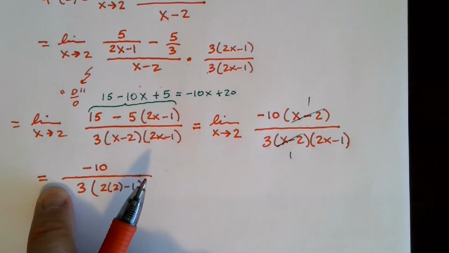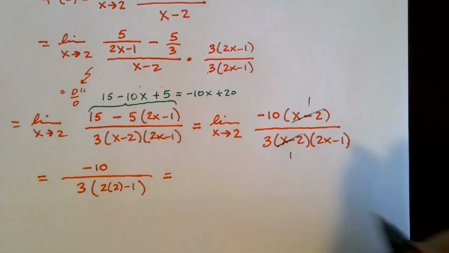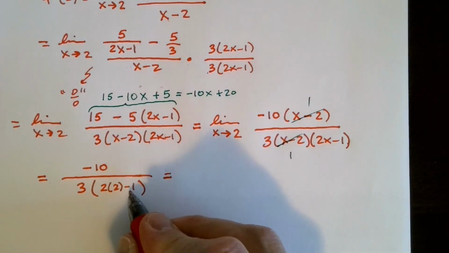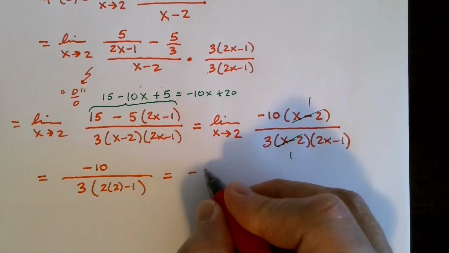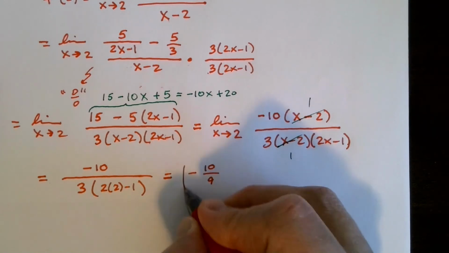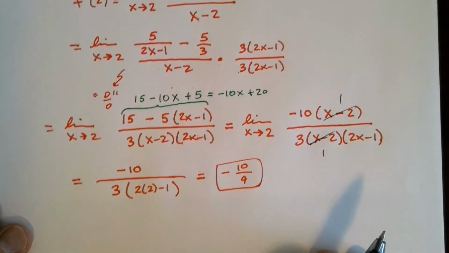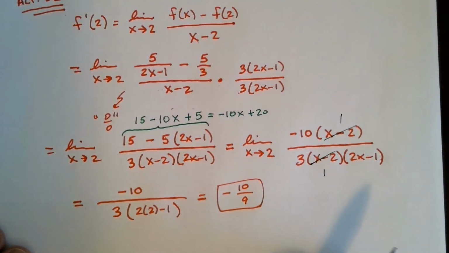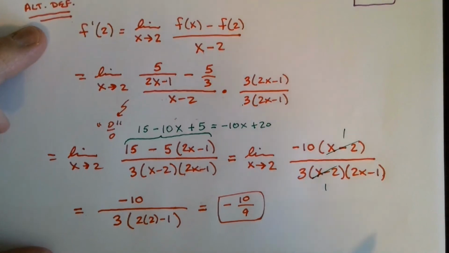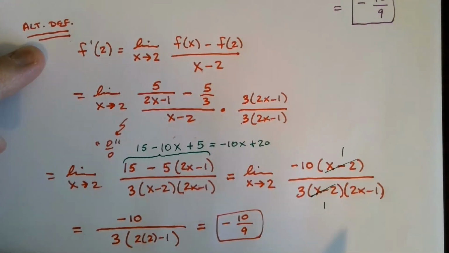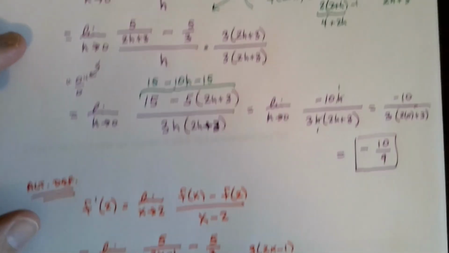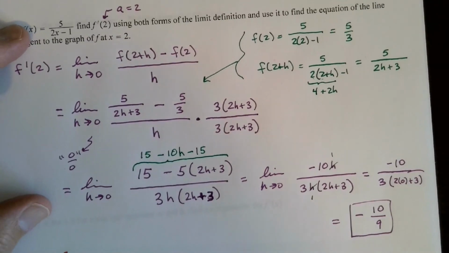Notice there's no limit sign anymore. And I just simplify this expression. 4 minus 1 is 3. 3 times 3 is 9. I get negative 10 ninths, which of course is exactly what I had up above. Okay. Again, which technique do you like? Do you like the alternate definition here, or do you like the original definition?